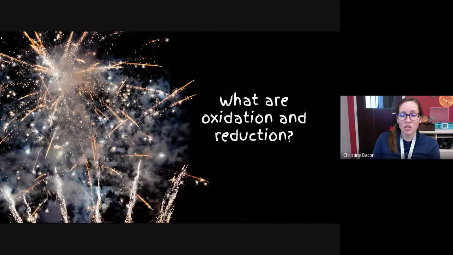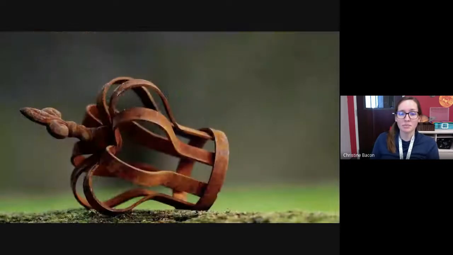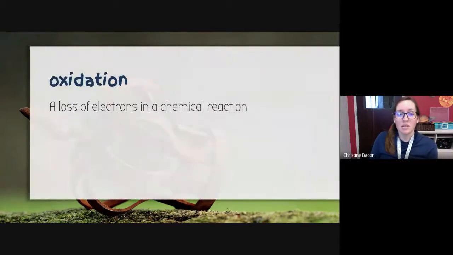So what are oxidation and reduction? These are terms that are new to you, but the concepts behind them are not new to you. So when you see oxidation and reduction, I want you to think about the losing or gaining of electrons. So this is a picture of a piece of iron that has been oxidized over time. Oxidized meaning that it has lost electrons in a very slow chemical reaction. So oxidation refers to a loss of electrons in a chemical reaction.